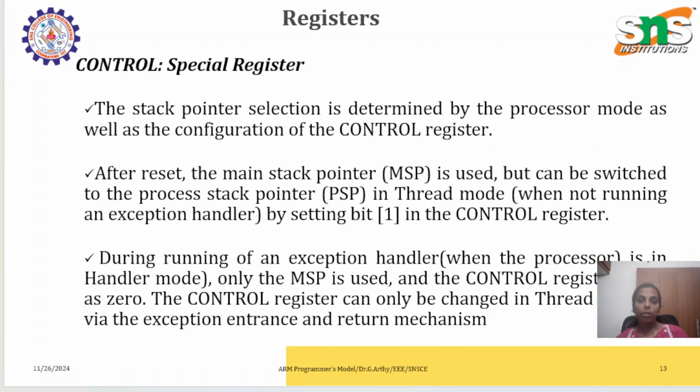Then we have the control register, a special register. The stack pointer selection is determined by the processor mode as well as the configuration of the control register. After reset, the main stack pointer is used but can be switched to the process stack pointer in thread mode. During running of an exception handler, only the MSP is used and the control register reads as 0. The control register can only be changed in thread mode or via the exception entry and return mechanism.